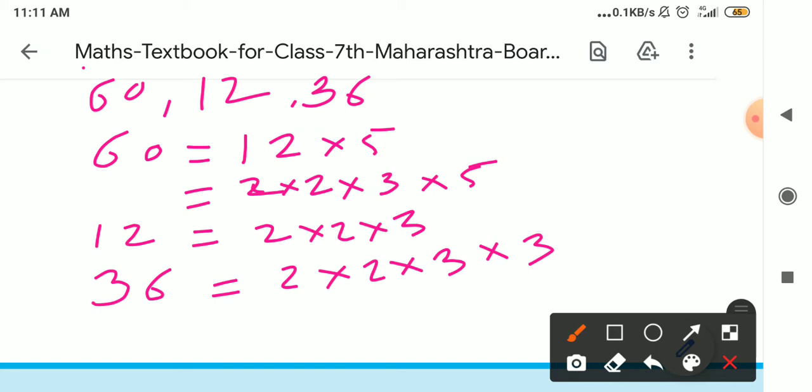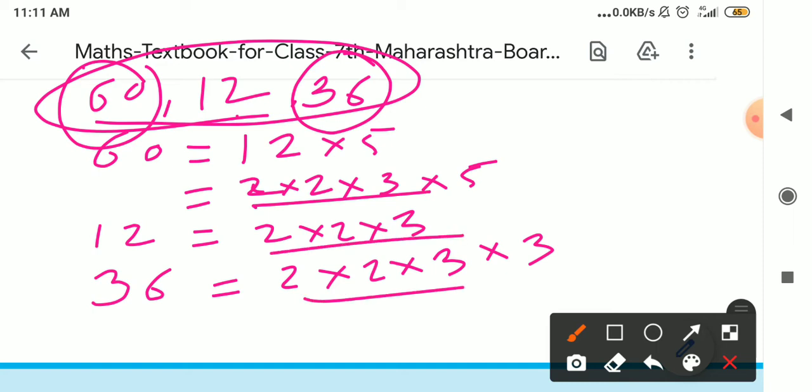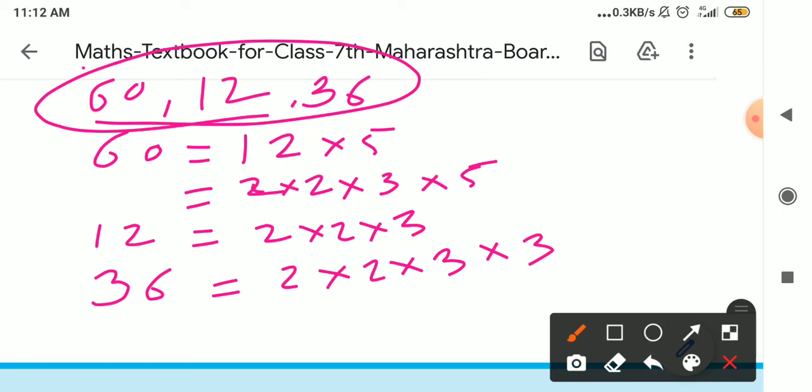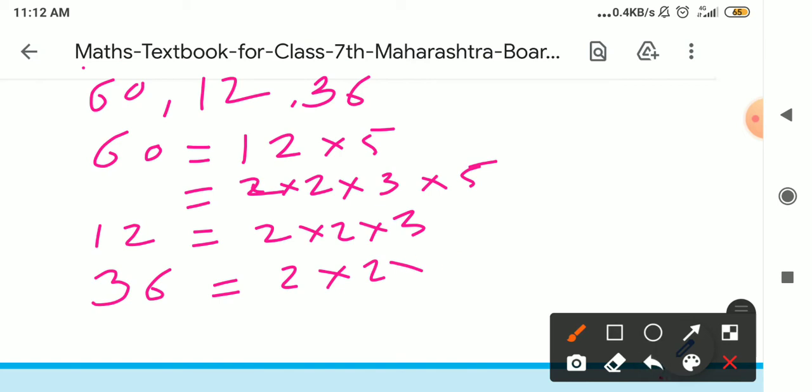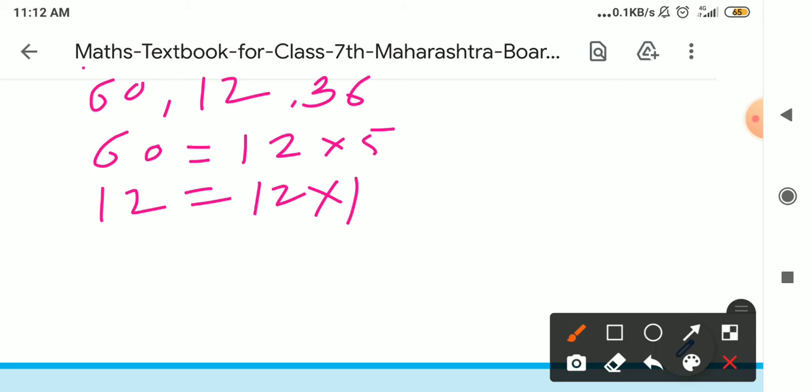If you see here, these all numbers are present in 12's table. 12 1s are 12, 12 2s are 24, 12 3s are 36 and 12 5s are 60. That's why I directly and quickly wrote 2 into 2 into 3. Instead of this, if you write it this way, 60 means 12 5s are 60. 12 means 12 1s are 12. 36 means 12 3s are 36. So here 12 is equal to 12 into 1 and 36 is equal to 12 into 3.